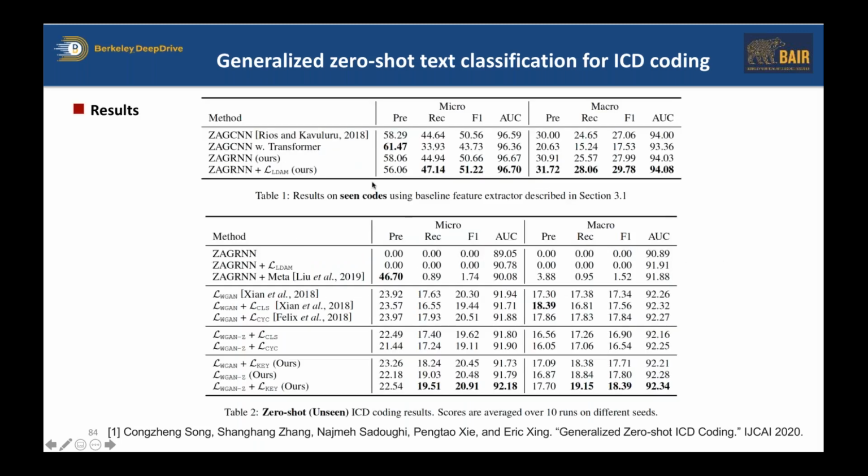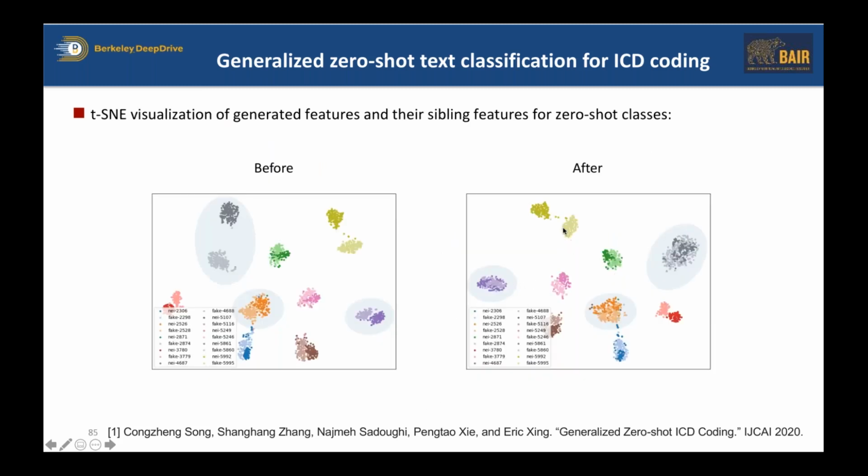And you can see here, we increase significantly compared with the baseline. The baseline method has almost a 0 F1 score, but we increase a lot with our method. Similarly, we can see that with our method, we can generate features that are close to the sibling features.